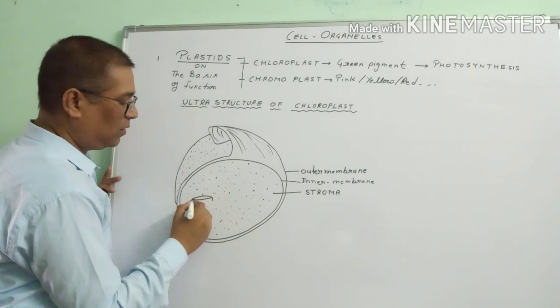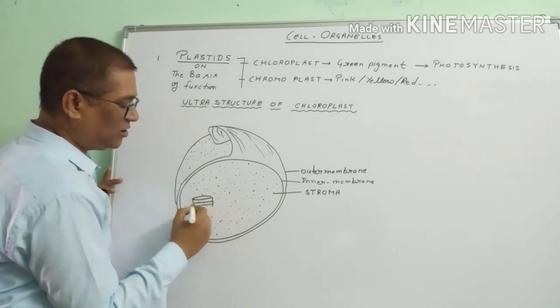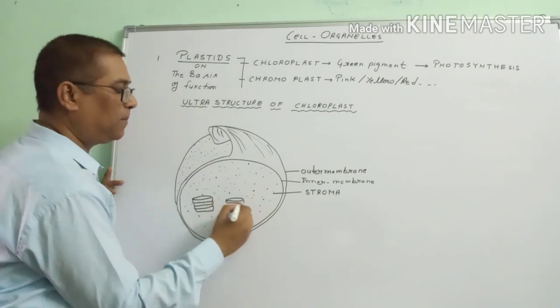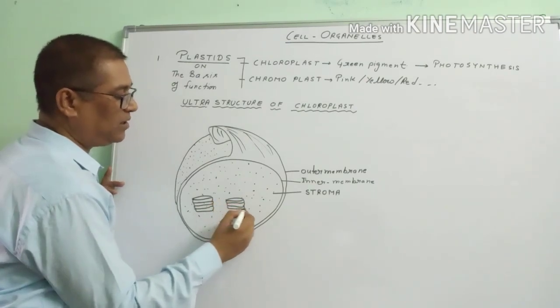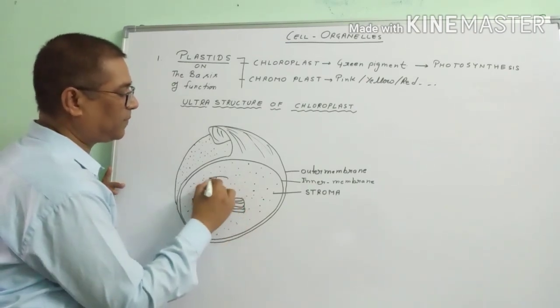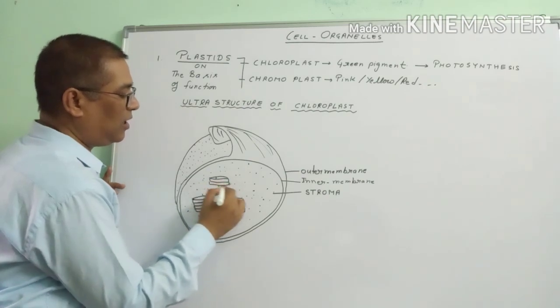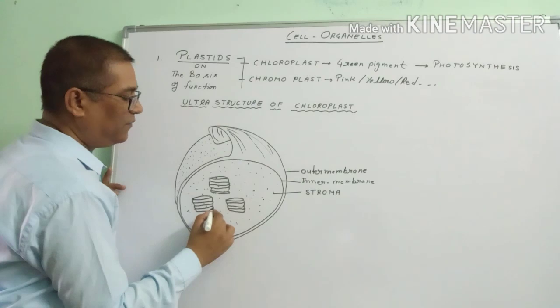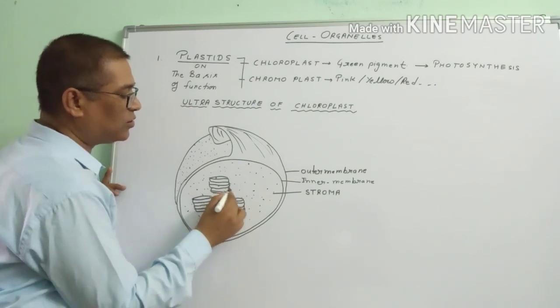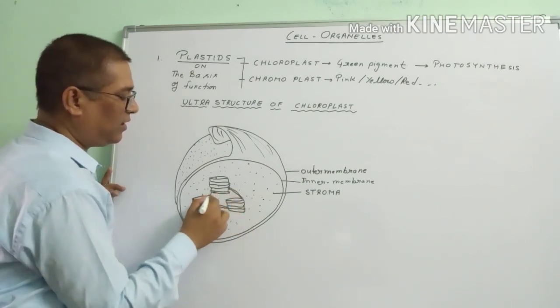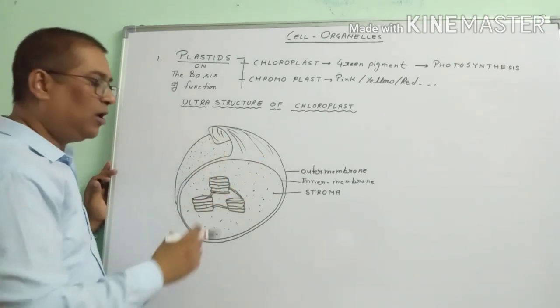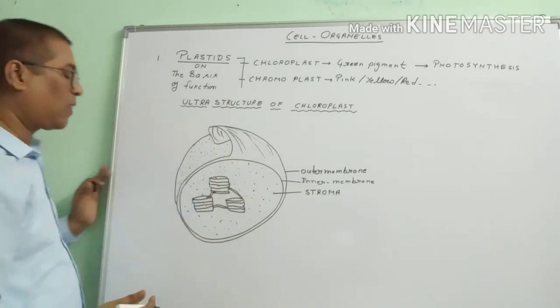Inside the chloroplast, many coin bunch-like structures are present. These coin bunch-like structures are interconnected with each other, and that is very important. I am making the tree, but the number of this structure is much more.